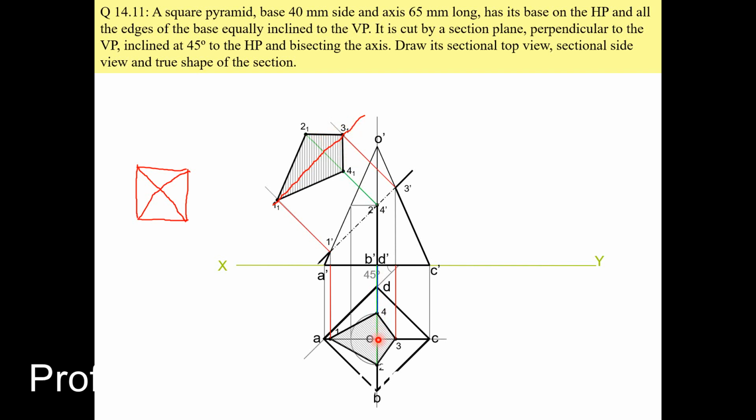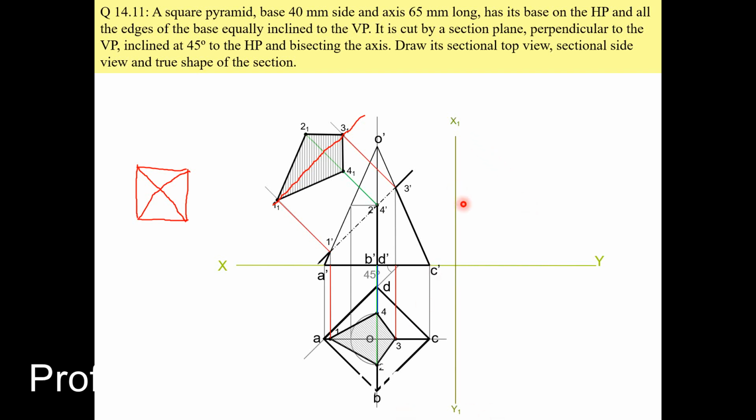Take your compass and this O as a center, take the distance O to 2, then keep that same distance over this line and plot this 2₁. Then O to 4, same distance will be here, and then join this. So this will be your actual section true shape sectional view. Now for the side view, draw the x1 y1 line.